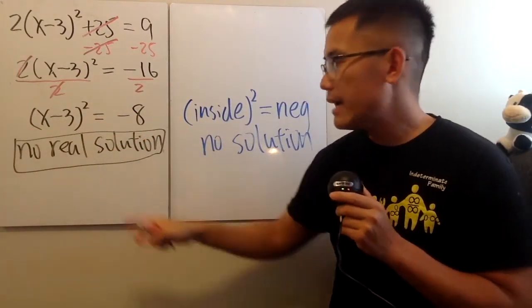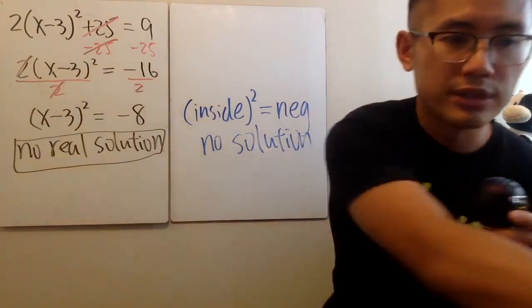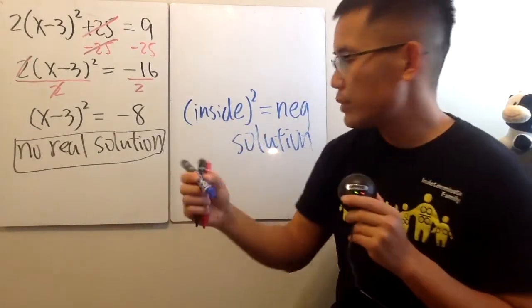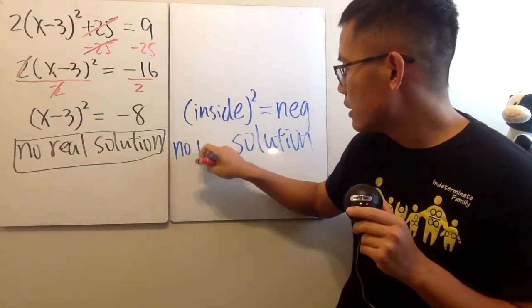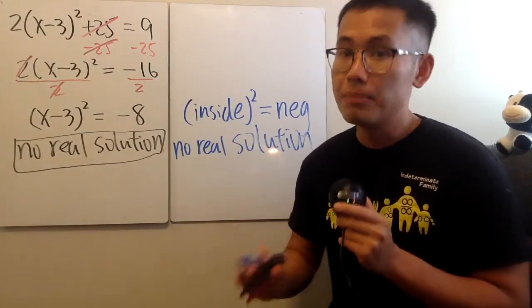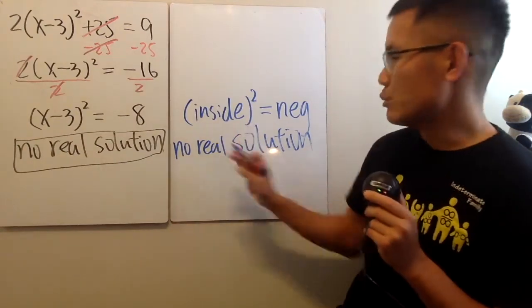And the reason that I'm saying no real solution, which I should be saying the same right here as well, no real solution, because we can actually have the imaginary number, but that will be for later on. So just have to remember this for now.